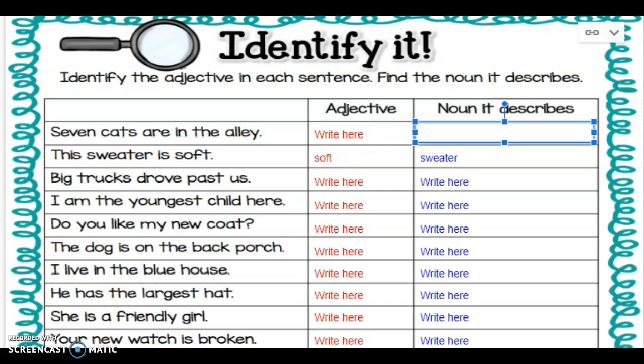Okay, second graders, identify those adjectives. Make sure you turn it in or submit when you are done.